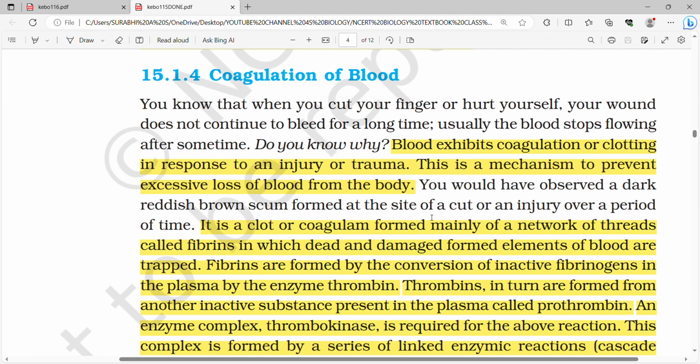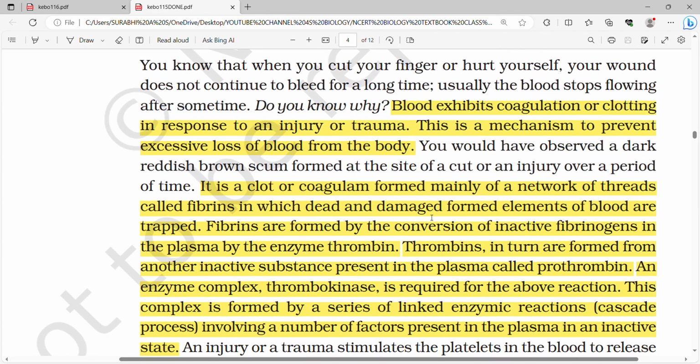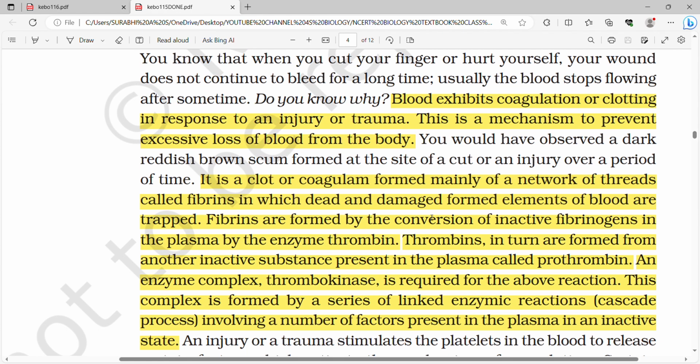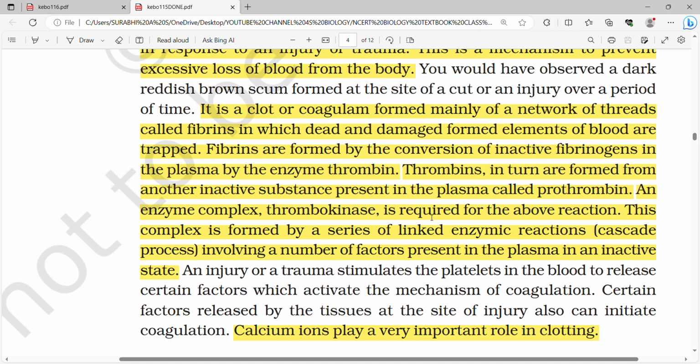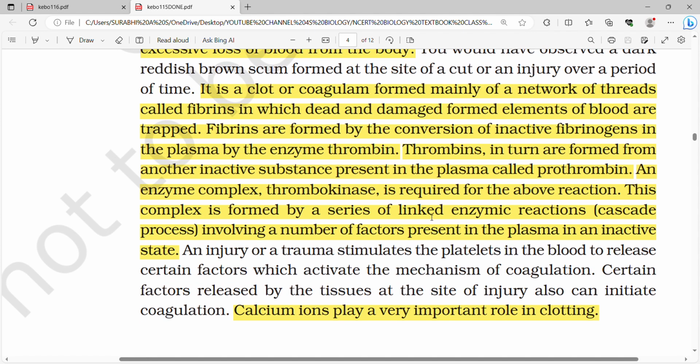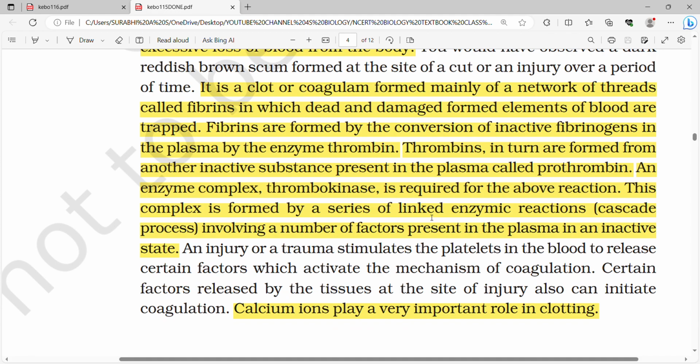Next, moving on to the coagulation of blood. Blood exhibits coagulation or clotting in response to an injury or trauma. This is a mechanism to prevent excessive loss of blood from the body. So it is a clot or coagulum formed mainly of a network of threads called fibrins, in which dead and damaged formed elements of blood are trapped. These fibrins are formed by the conversion of inactive fibrinogens in the plasma by the enzyme thrombin. So from fibrinogen to fibrin, the enzyme is thrombin.